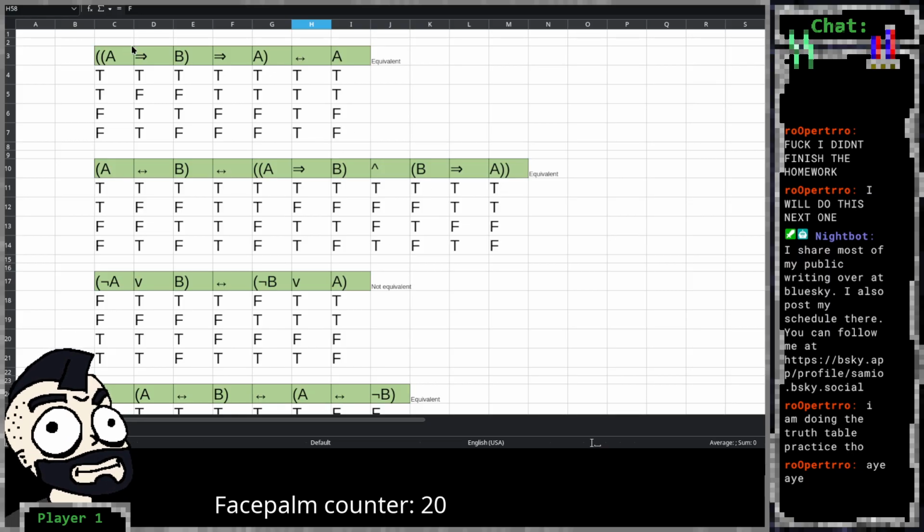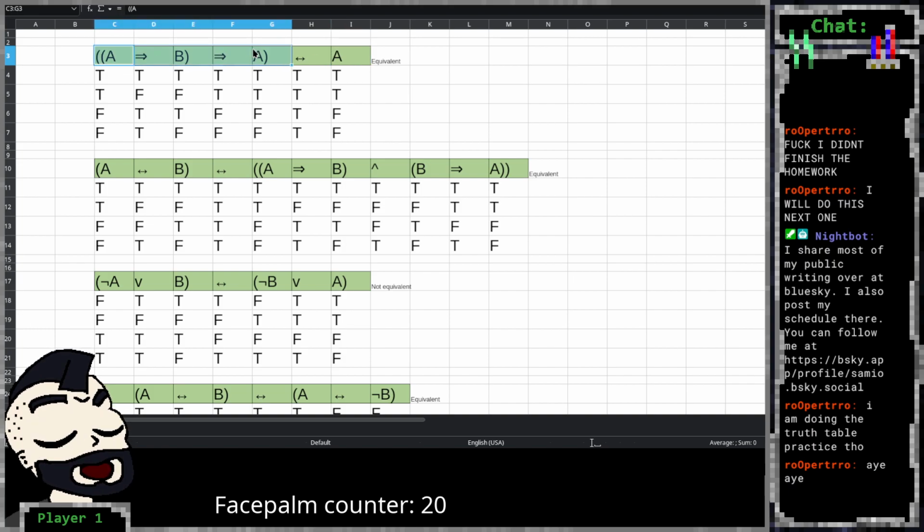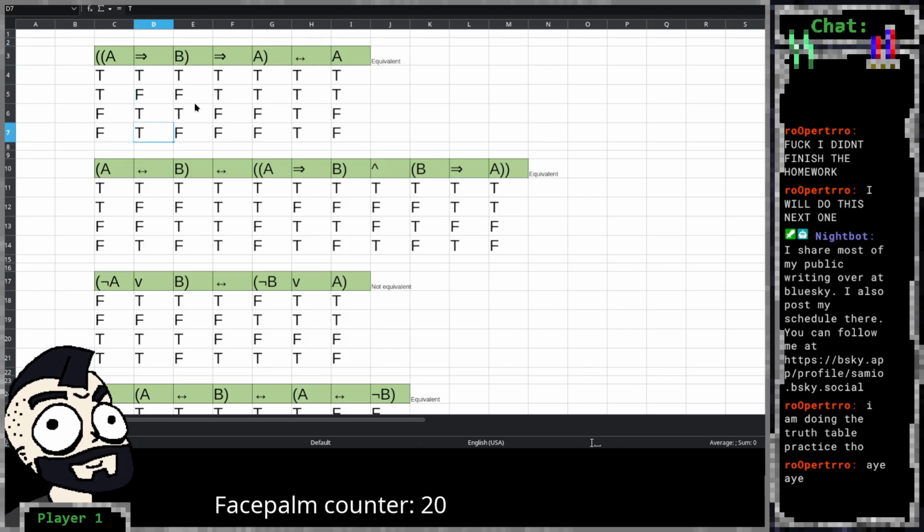So if we want to prove that A implies B, that implies A is equivalent to A, we build this. We put the first formula and the second formula, and we put a biconditional in the middle. So A implies B, TFTT, all of that implies A.